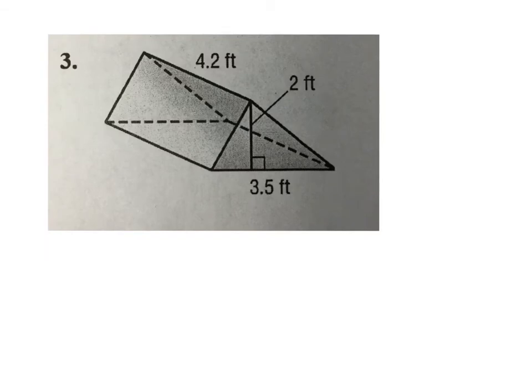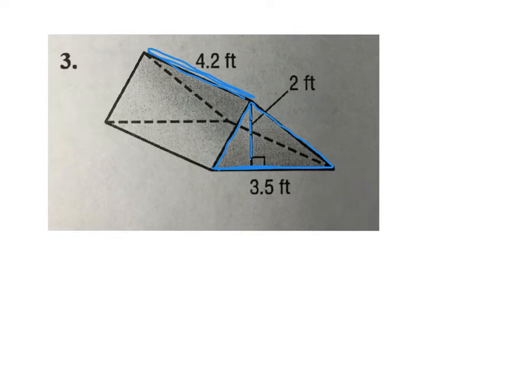Number 3, same exact thing as number 2. This is a triangular prism. So you're finding the area of that triangle, and yes, that is height of 2 and base of 3.5. You may not round. You're going to have to multiply decimals and divide by 2. And then multiply the height of 4.2. So you will get a decimal for your answer.